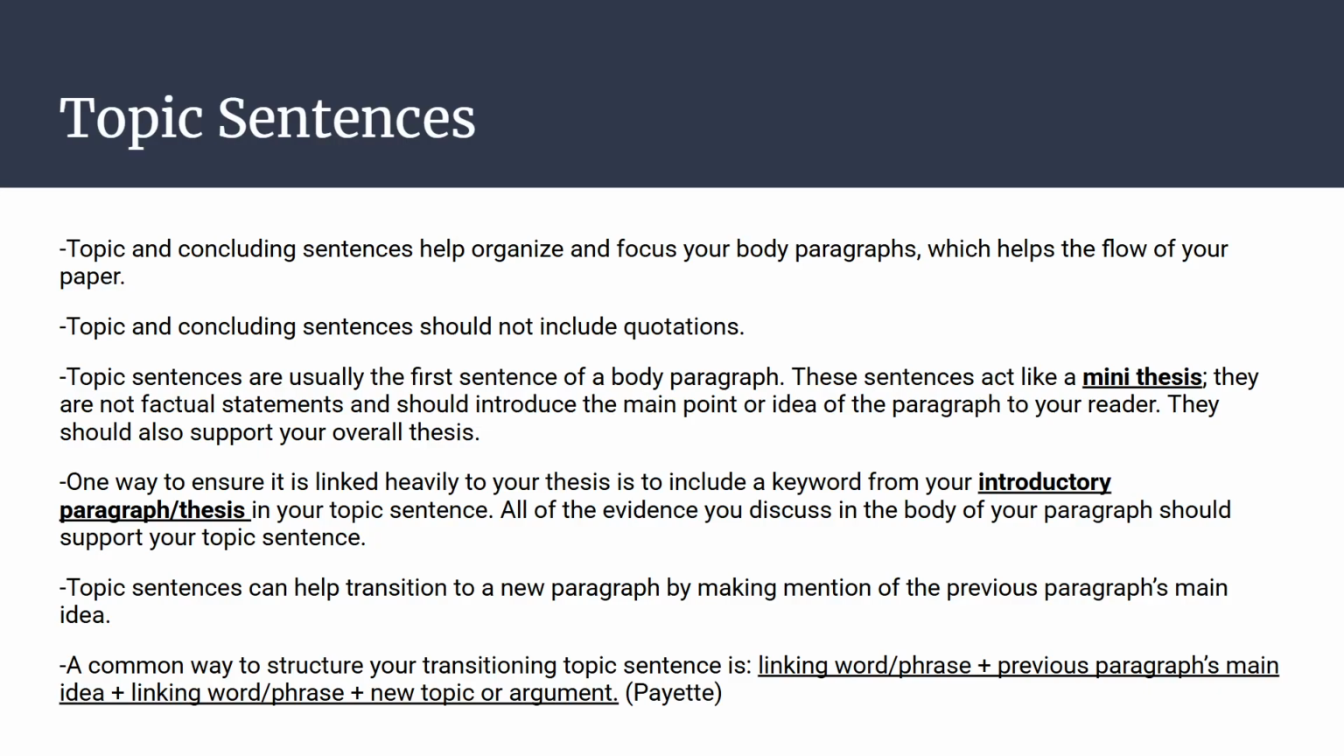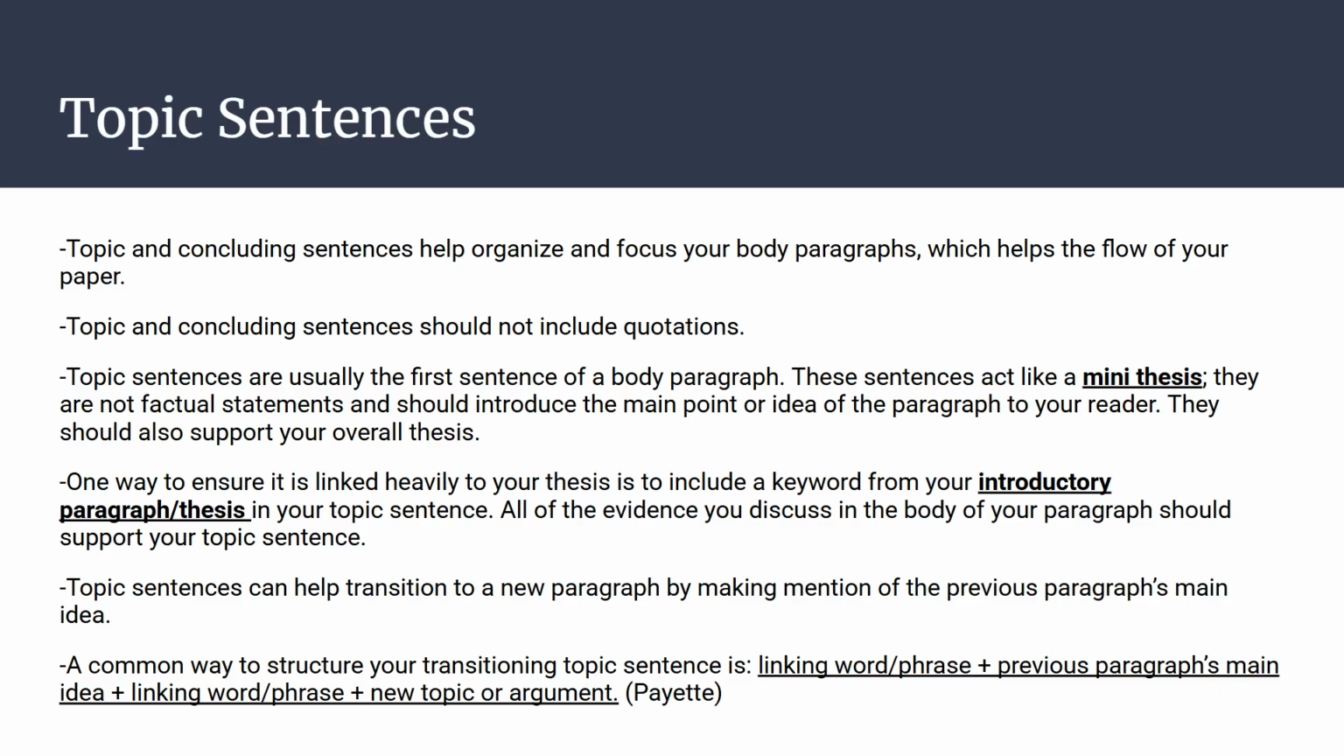So they're not factual statements, but they should introduce the main point or idea of the paragraph, which is usually something you brought up or hinted at in your thesis. They should also support your overall thesis, because they are linked together. A really good way to ensure it's linked heavily is to use a keyword, a word that you already had in your introductory paragraph, specifically your thesis, in that topic sentence.